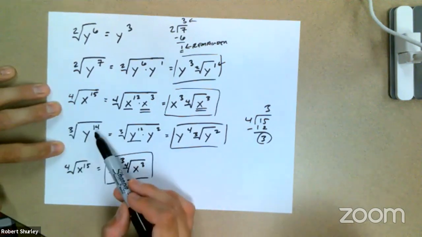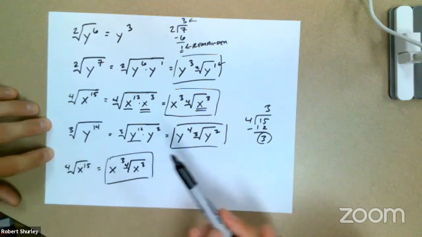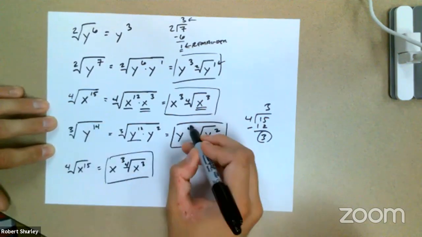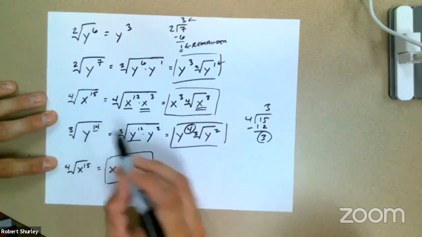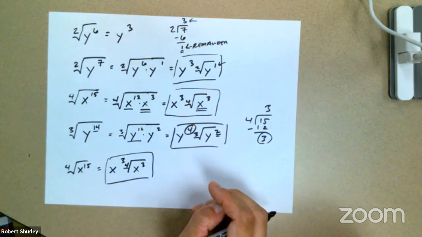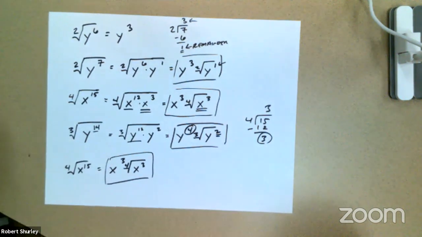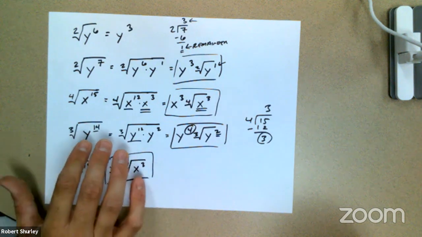And say the cube root of y to the 14th. Well, how many times does 3 go into 14? It goes in 4 times evenly. That's 12, but then you're going to have a 2 remainder. You're going to have a 2 remainder. So that's the quick way to do it. The exponent underneath is just the remainder of the root and the exponent of the radicand.